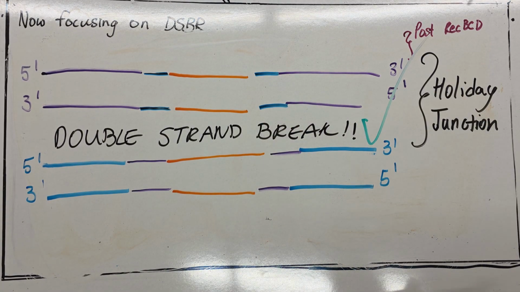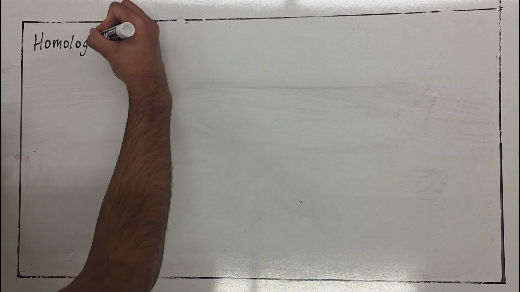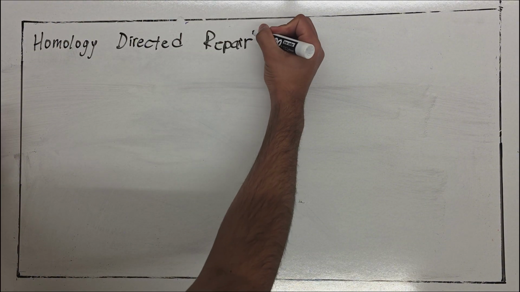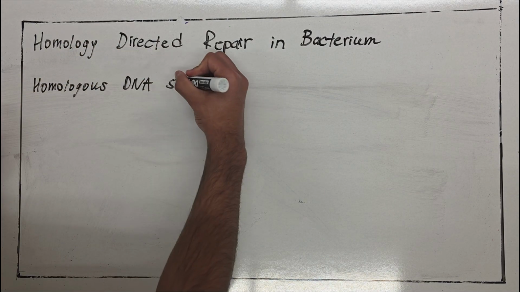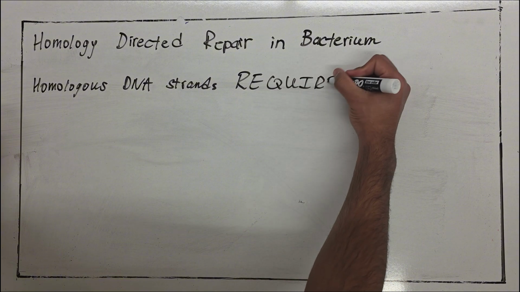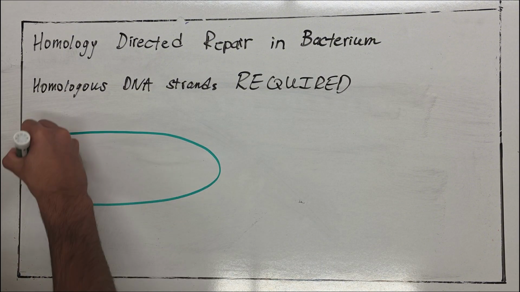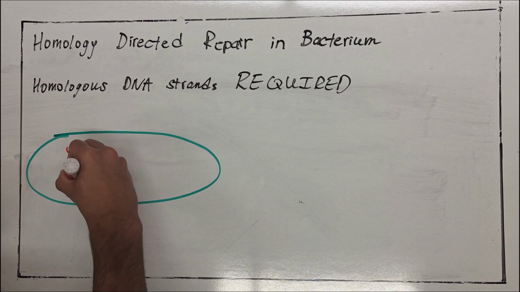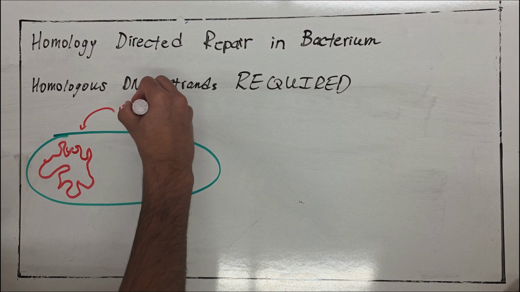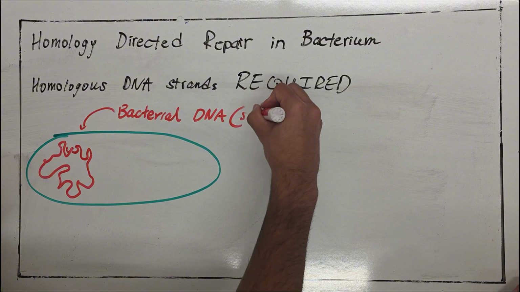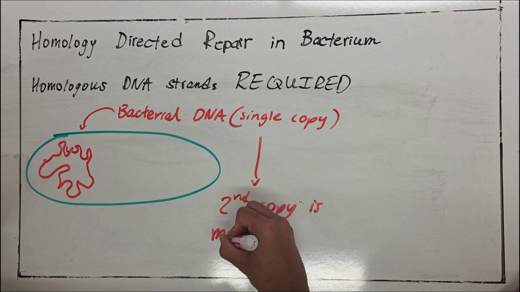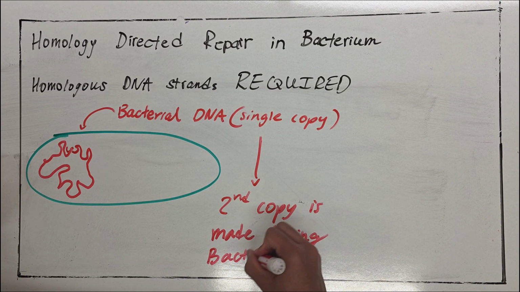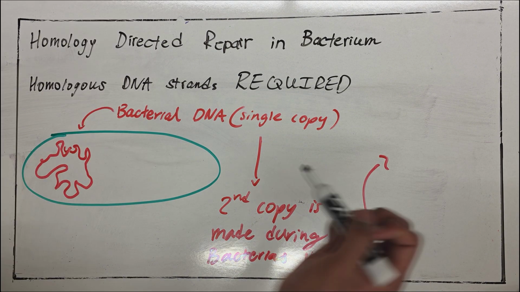Overall, DSBR is a highly accurate repair method, and in CRISPR, it allows precise insertion of new DNA sequences into the genome. Alright, let's have a look at what I just said. Here we have HDR in bacterium, and what we do know here is that you need to have two strands for it to happen. The first strand appears within the actual bacteria, as you can see here, but the second copy of the DNA is made or sort of formed during the bacteria's life, thus allowing for HDR to occur.